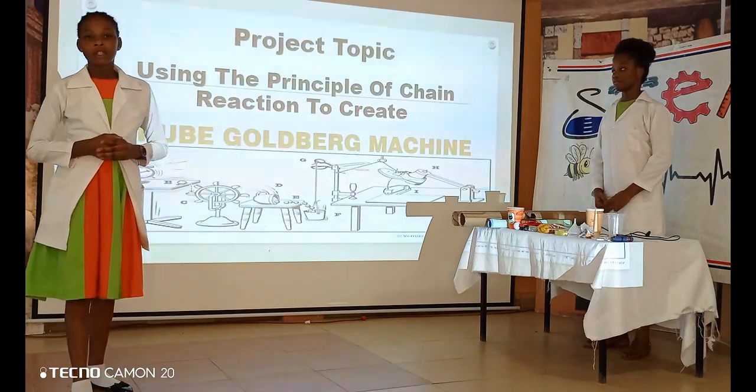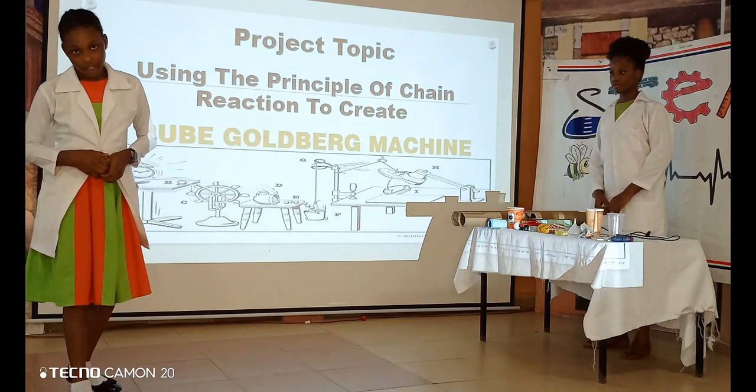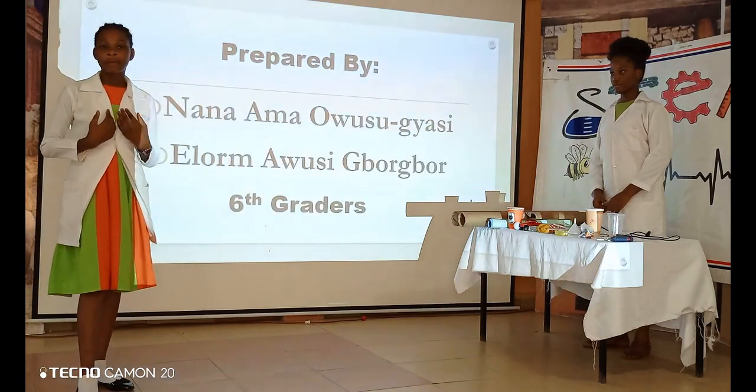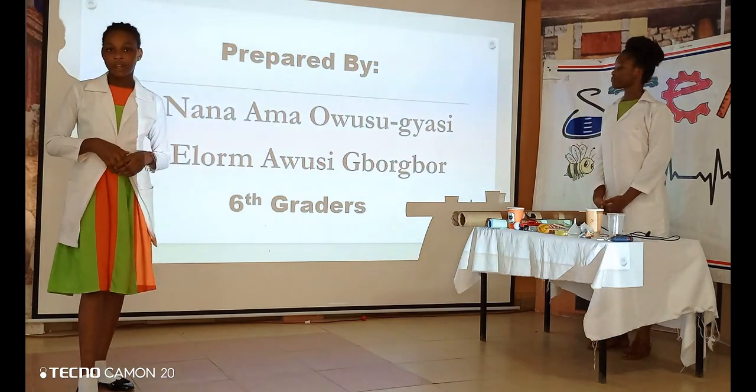Our project topic is using the principles of a chain reaction to create a Rube Goldberg machine. I still go by the name Elon Awusi Bobo, and she is Nanama Olusigasi, and we are sixth graders.